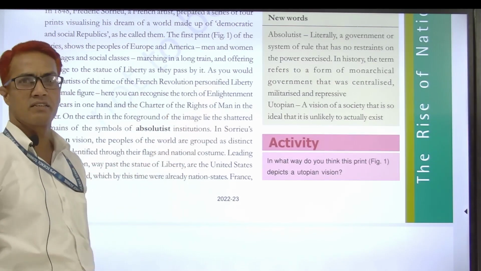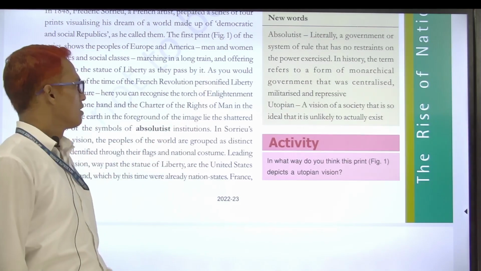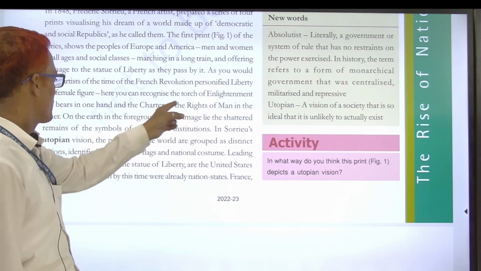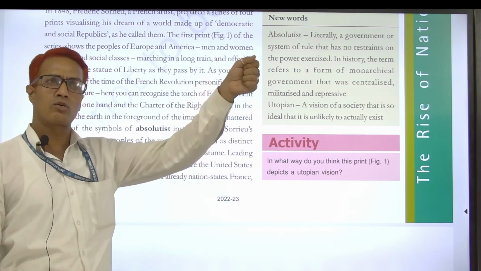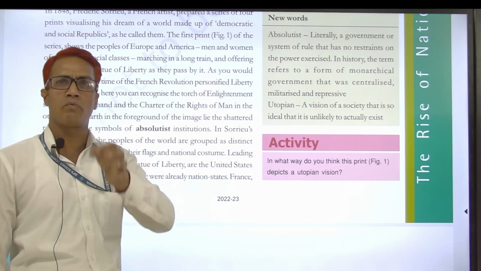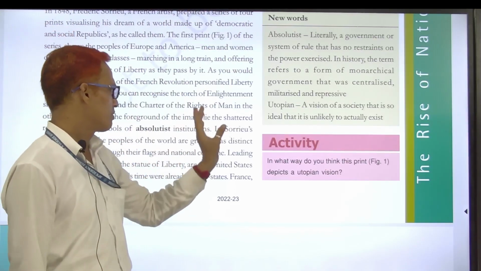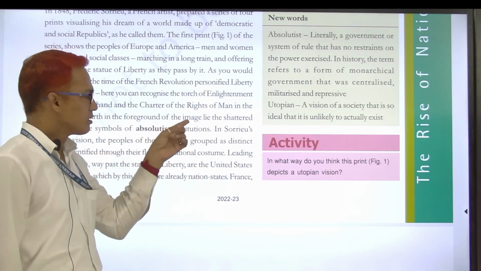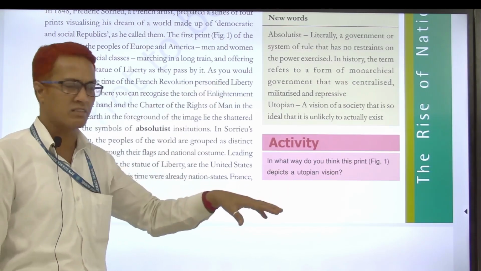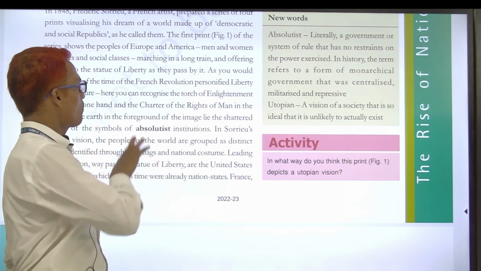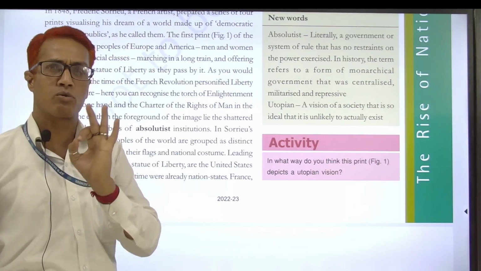Downside, you can see here in the hands, the right hand of the Statue of Unity, the Rights of Mankind is given here, and in the left hand you can see the torch of enlightenment. It means the torch of education, the torch of the future, that is given here. Now here, the shattered parts downside are the symbols of the absolutist.